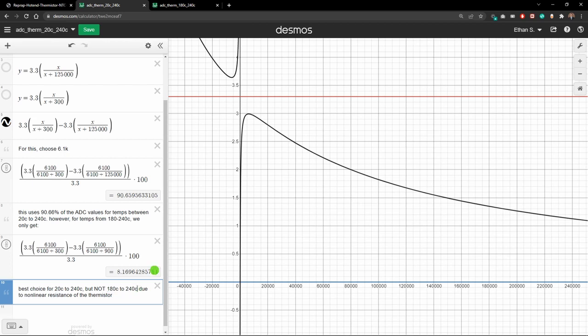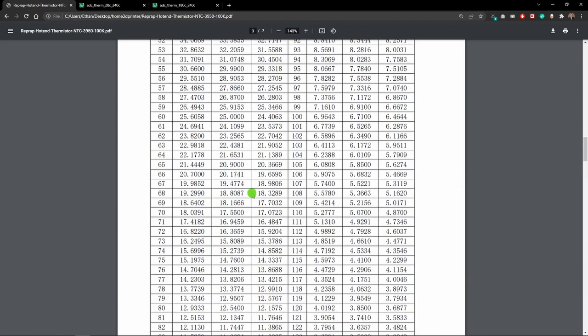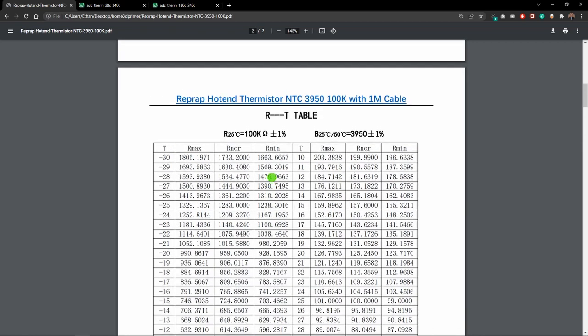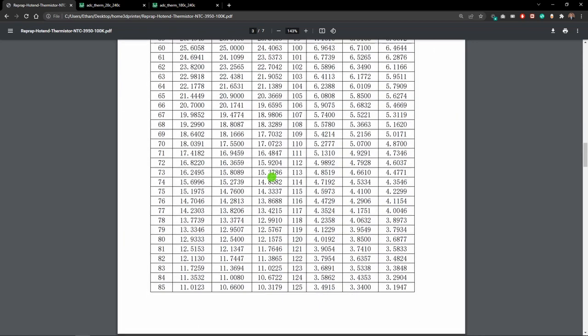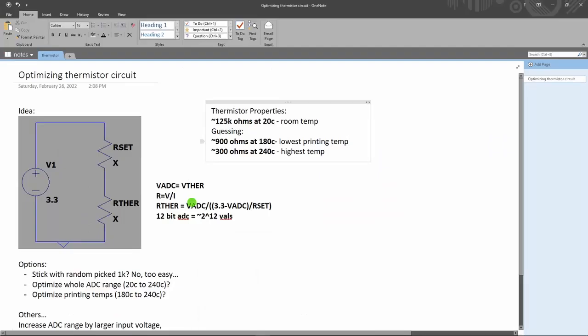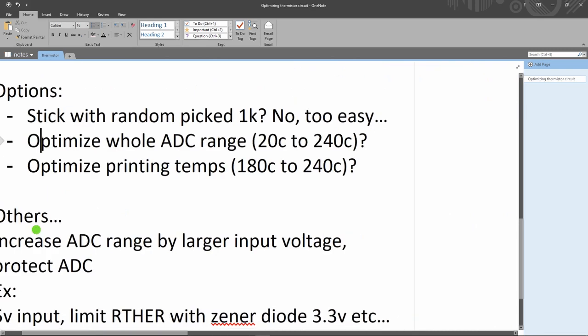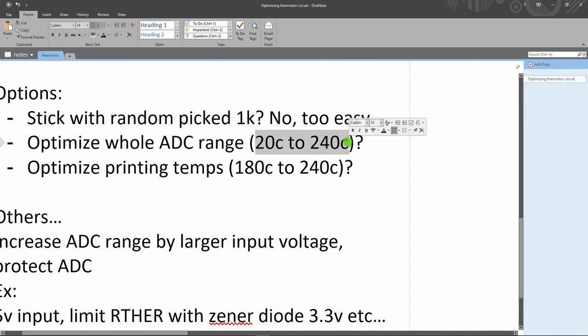This whole thing, why this percent is different from this percent, matters because this thermistor is nonlinear. So as the temperature decreases, the resistance doesn't decrease in a linear fashion with it. So we're going to find that choosing the R set for these two different optimizations is going to be different. The resistor from 20C to 240C is going to be different from 180C to 240C.